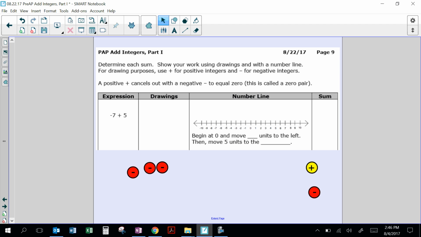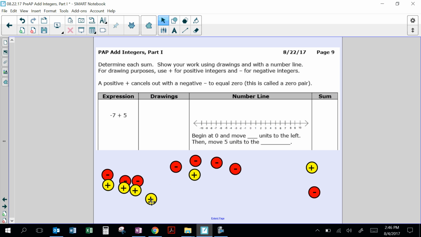1, 2, 3, 4, 5, 6, 7. We're going to add some more tiles to this. We're going to add 5. 5 is a positive. So what happens when you have a negative with a positive? A positive will cancel out a negative to make 0. This is called a zero pair, zero pair, zero pair, zero pair, zero pair. So we are left with -2.